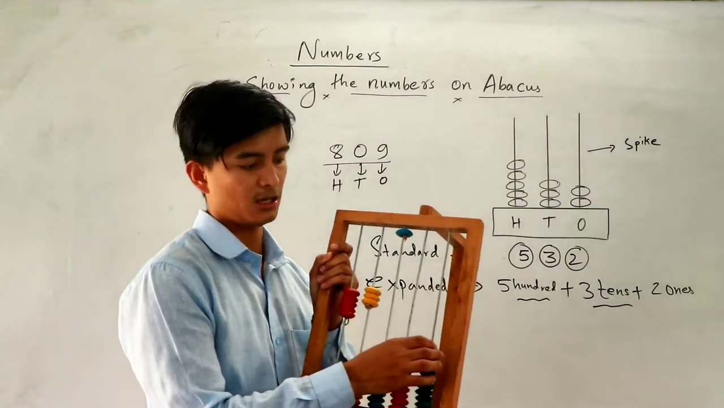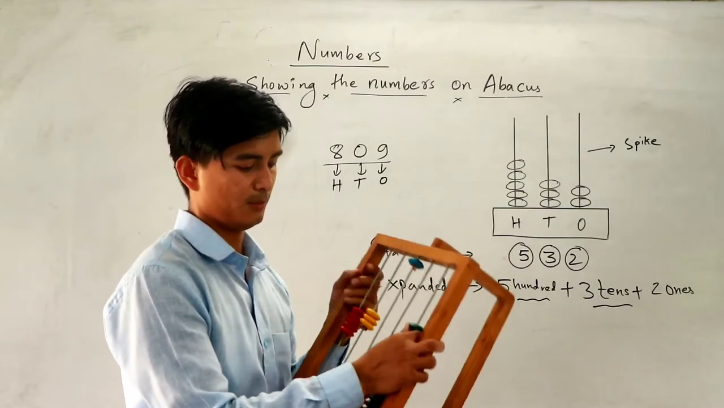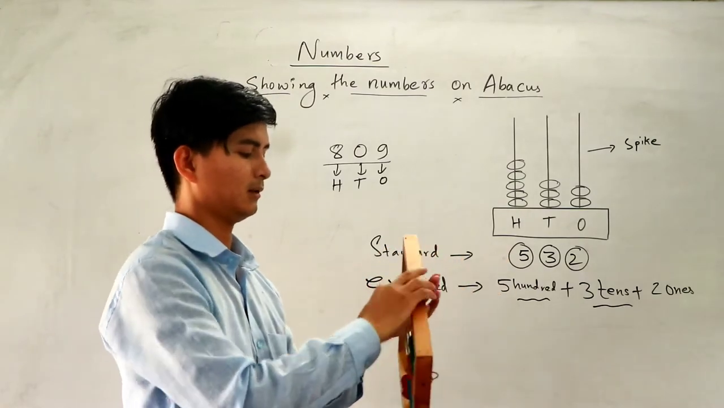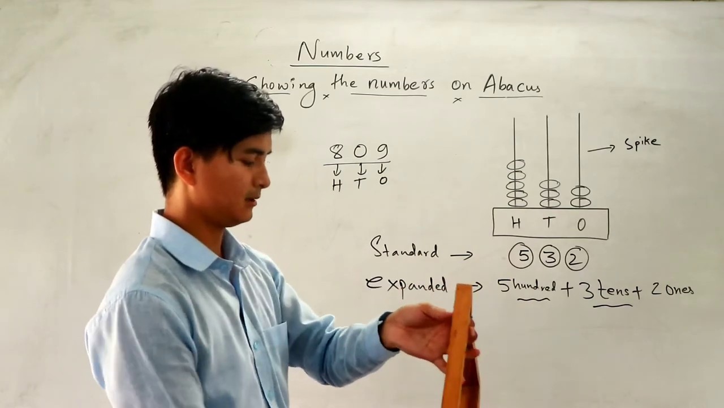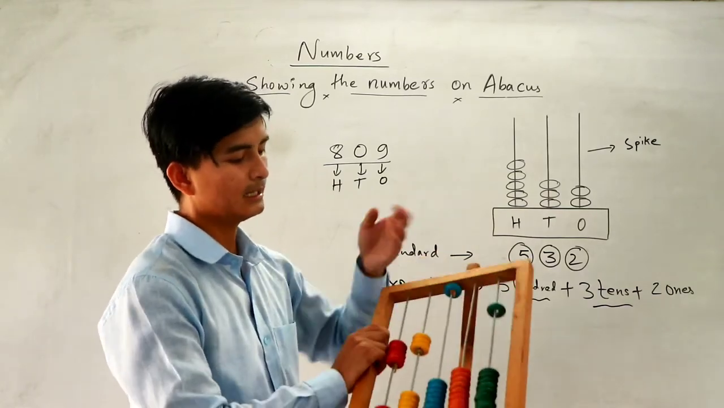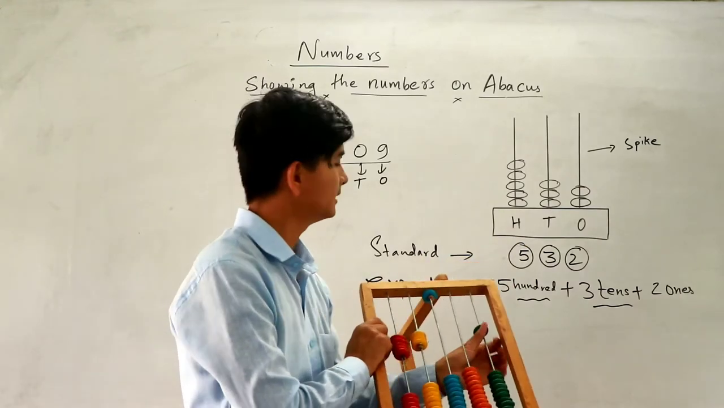1, 2, 3, 4, 5, 6, 7, 8, 9, 10. Here it is 10. So we have to remove 1 bit. So I am removing this one, okay? After that, the next one, okay? After that, the next one. Next one is 0.